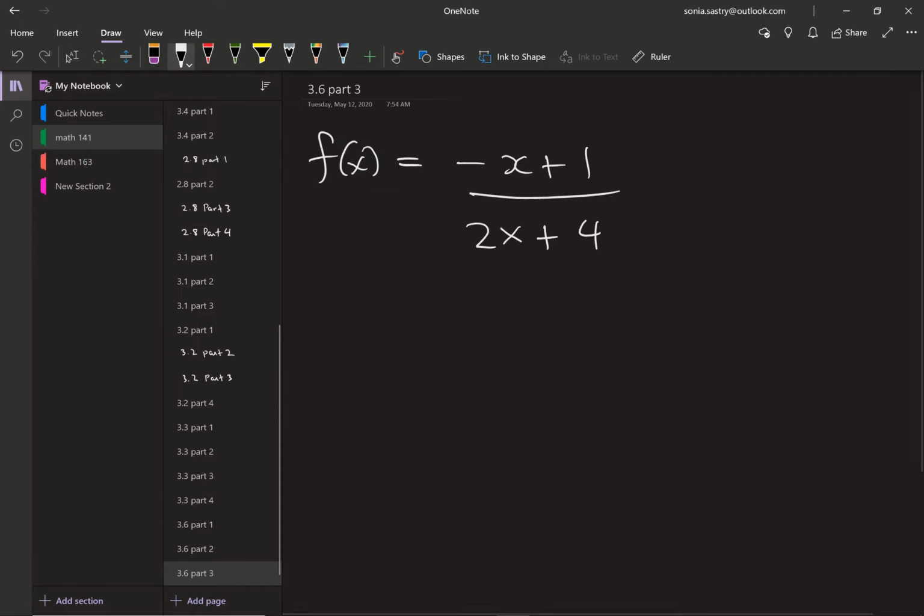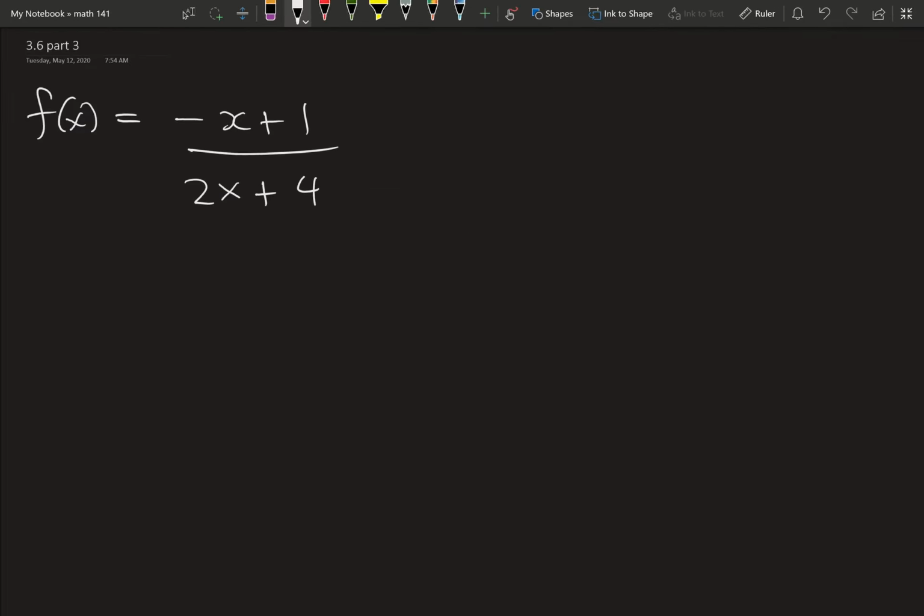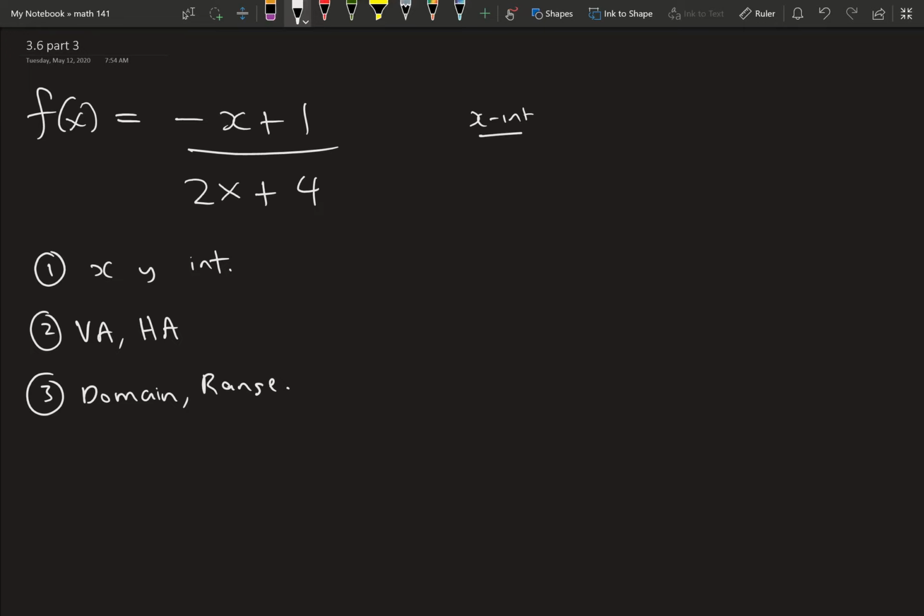Okay, we're gonna finish up 3.6 here, and we left off with an exercise where we want to do the following things. We want to find the X and Y intercepts. We want to find the vertical asymptotes and the horizontal asymptotes. And we want to find the domain, and we want to find the range. So let's go ahead and start off with the X and Y intercepts here. So let's do the X-intercept.